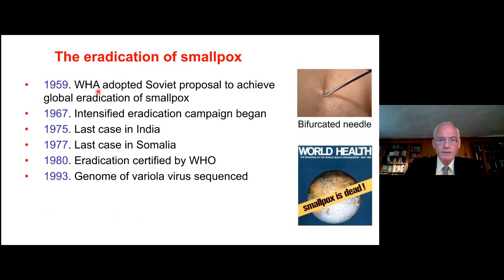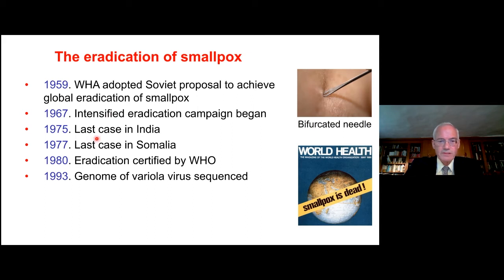In 1959, the World Health Assembly adopted a proposal put forward by the Soviet Union to achieve the global eradication of smallpox. And this was enthusiastically endorsed. But in 1967, the policy changed because little progress had been made. And now they used ring vaccination, where they would identify cases of smallpox by widely distributing the smallpox identification card I showed earlier. When a case was identified, the patient would be quarantined and the contacts traced and vaccinated. And in this way, a ring of immune people was thrown around the site of infection. And this was a very effective way of containing and eliminating the virus.